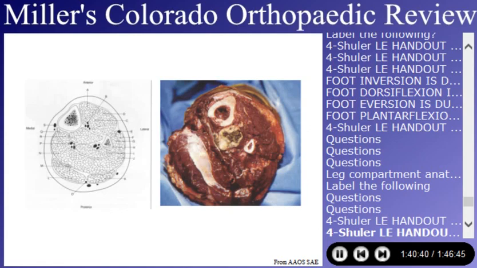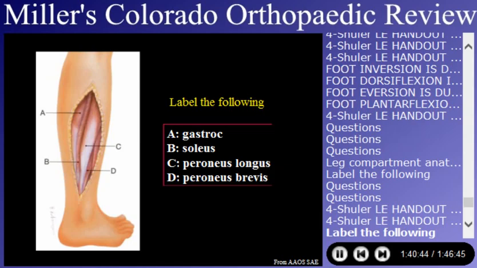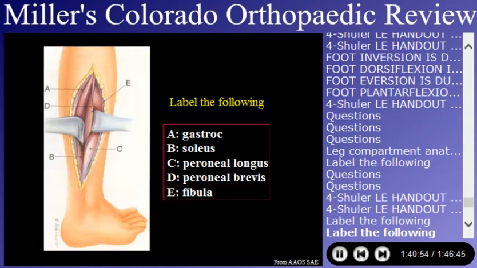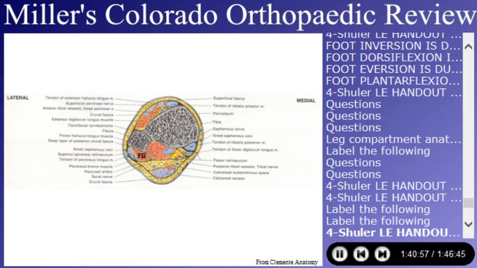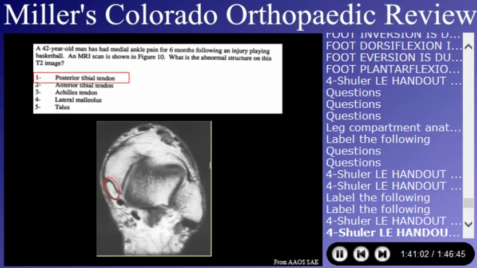Label the following. A is gastroc, B is soleus. C, peroneus longus, don't forget, lies on top of the peroneus brevis. Label the following once again. The addition there is E, fibula. Cross-sectional anatomy. Key testable item, and what's abnormal on this right here? 42-year-old man, medial sided knee pain, 6 months, playing basketball. The abnormal structure is the posterior tibial tendon.